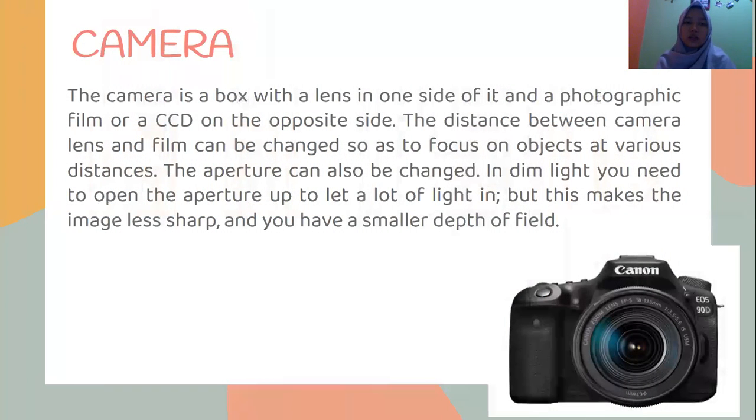Next, there is the camera. The camera is a box with a lens on one side and photographic film or a CCD on the opposite side. The distance between the camera lens and film can be changed so as to focus on objects at various distances. The aperture can also be changed. In dim light, you need to open the aperture up to let a lot of light in, but this makes the image less sharp and you have a smaller depth of field.